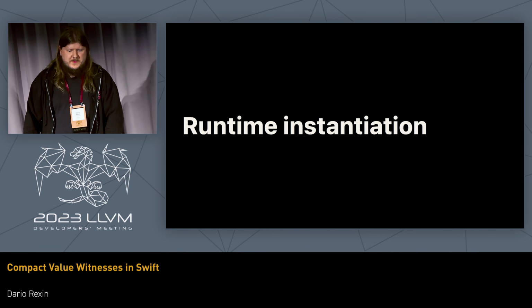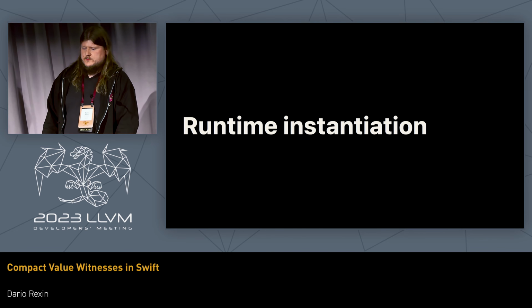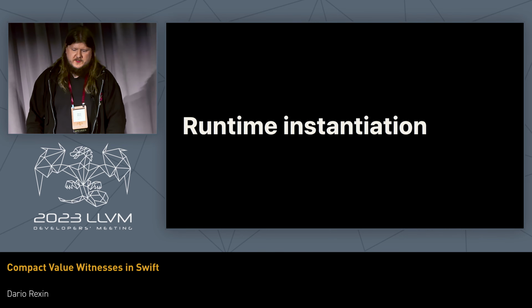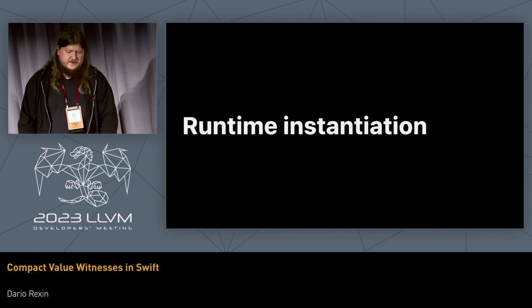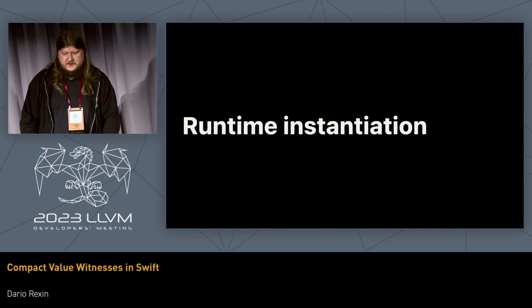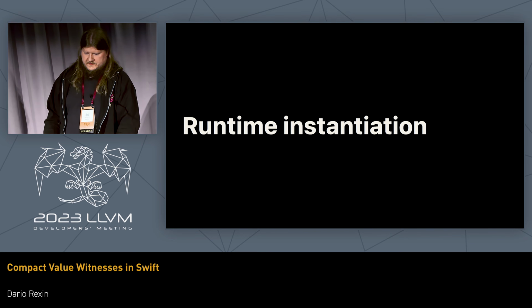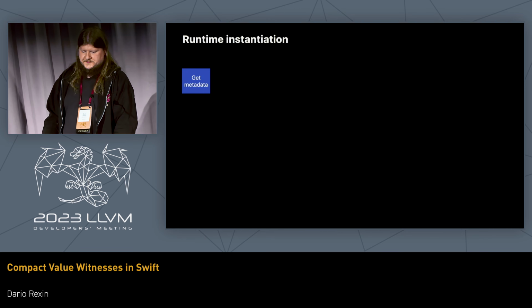As I said earlier, one of the goals of compact value witnesses was to remove the indirection of recursively calling through the witness functions of generic properties. This is done by instantiating compact value witnesses for generic types at runtime. We already instantiate the metadata of generic types when they are first requested in runtime. So we're utilizing the same mechanism for compact value witnesses as well.